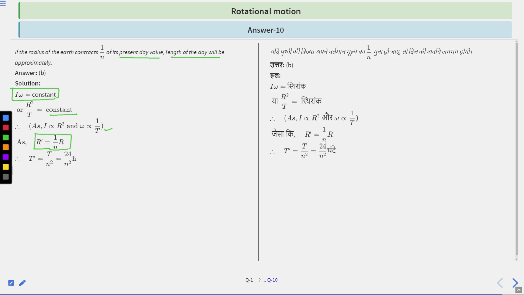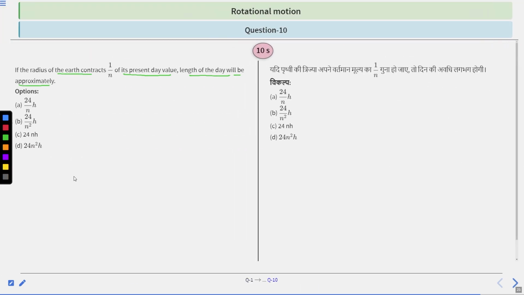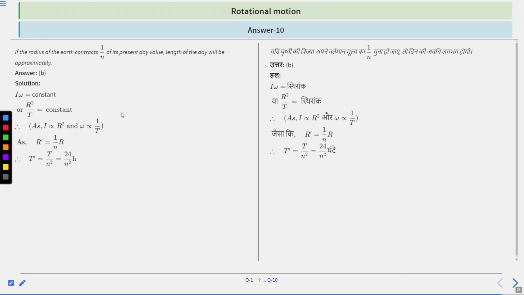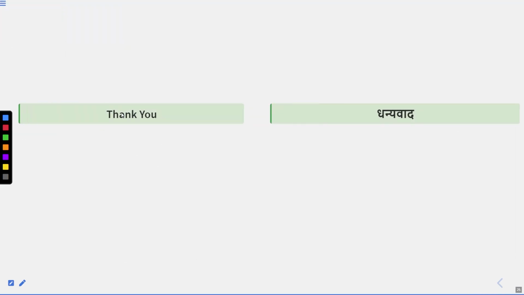So T prime is equal to T divided by n square. Here T is 24 h, so 24 divided by n square times h. So the length of the day will be 24h divided by n square. This is the correct answer. Option B is correct. Clear? Thank you.